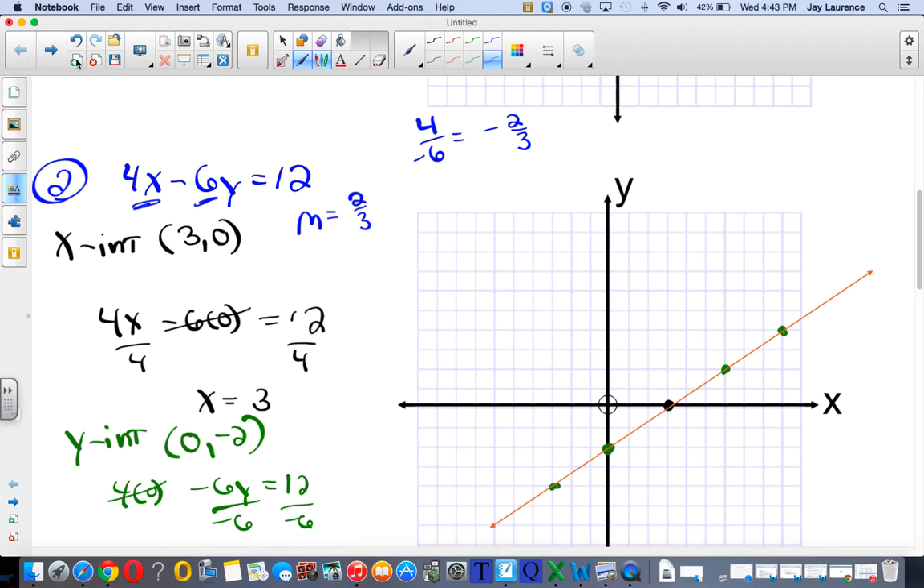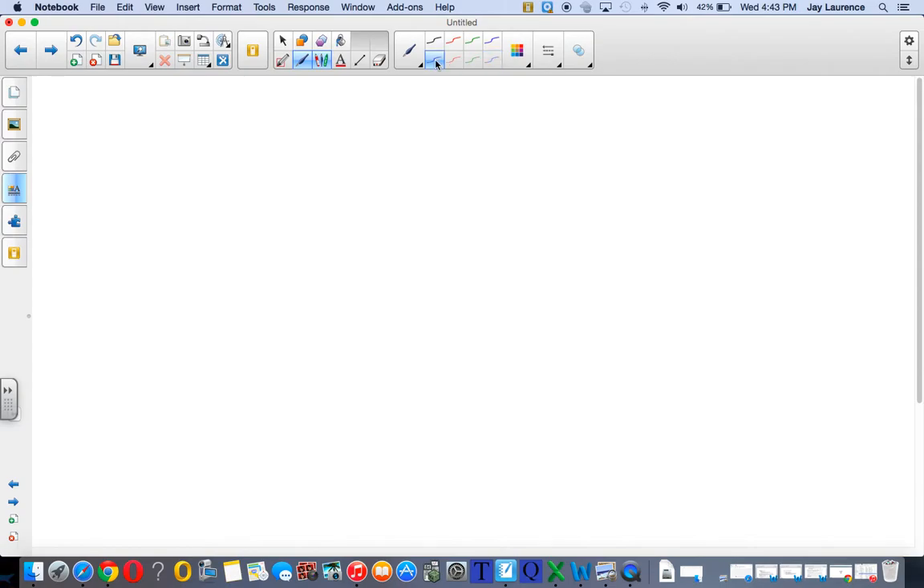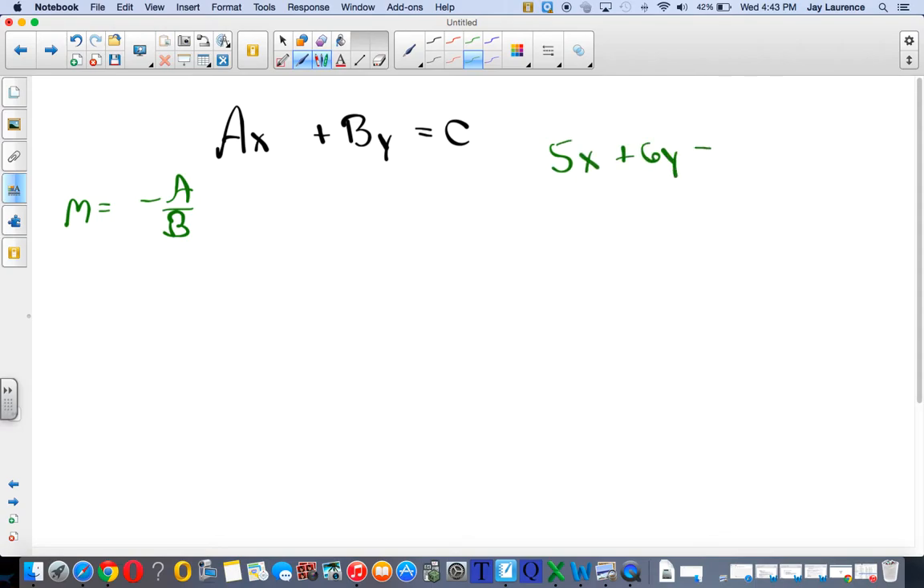What you should be noticing is that when you're in standard form, ax plus by equals c, there are some shortcuts. One is that the slope is the negative of a over b. So if I have 5x plus 6y equals, I don't know, 18, a, b, c, easy as 5, 6, 18. The slope of this line is the negative of a over b, negative 5/6. It's that simple. I can tell the slope just by looking at the equation if it's in standard form.